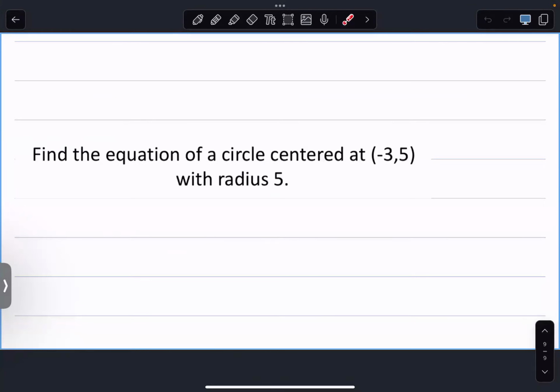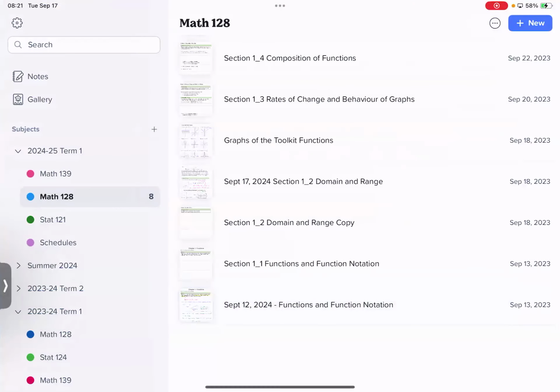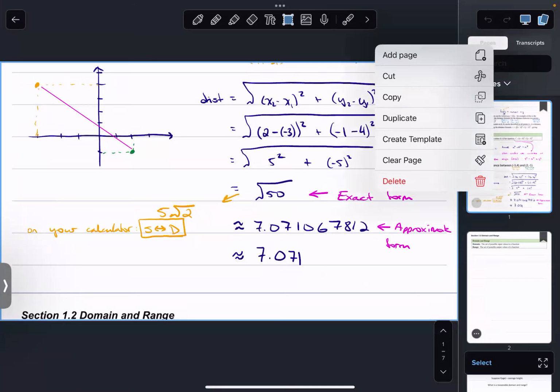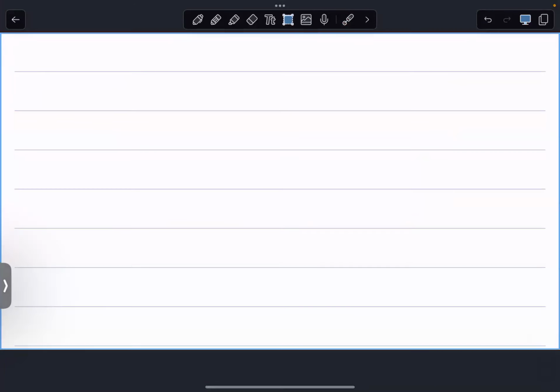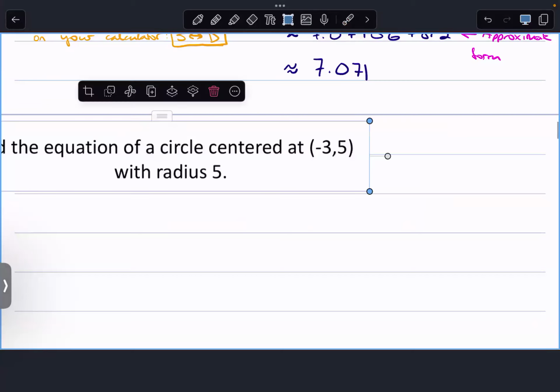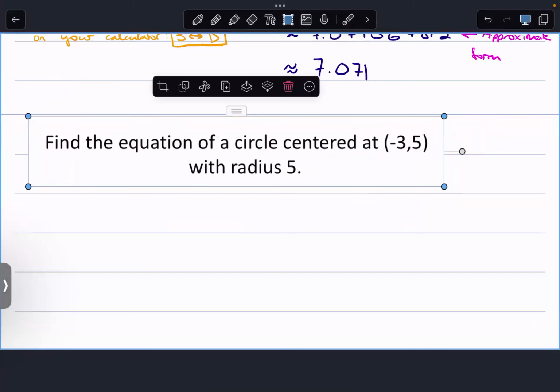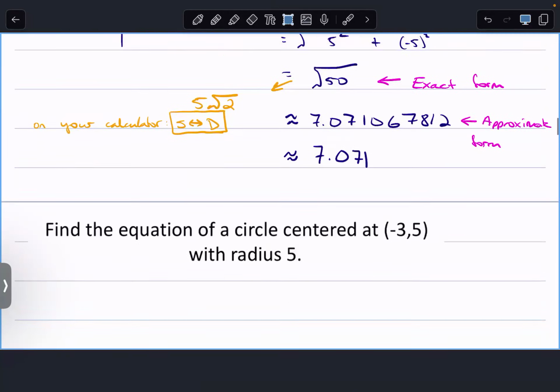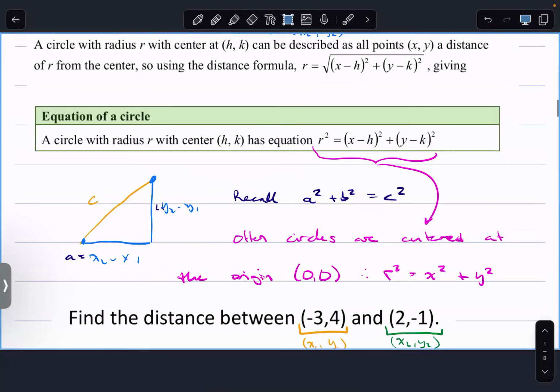And I think this is the one that I want to do. Add a page. We're going to find the equation of a circle centered at -3, 5 with a radius of 5. Okay. Now we have the equation of a circle up here.